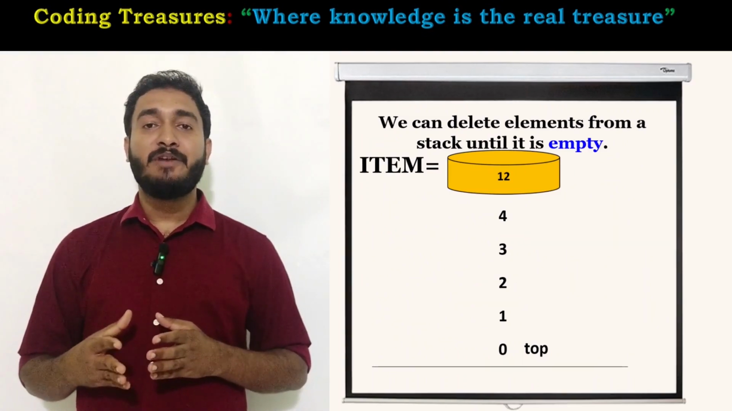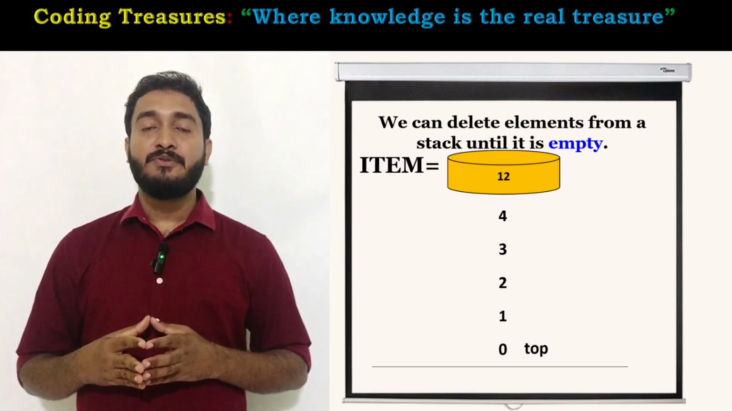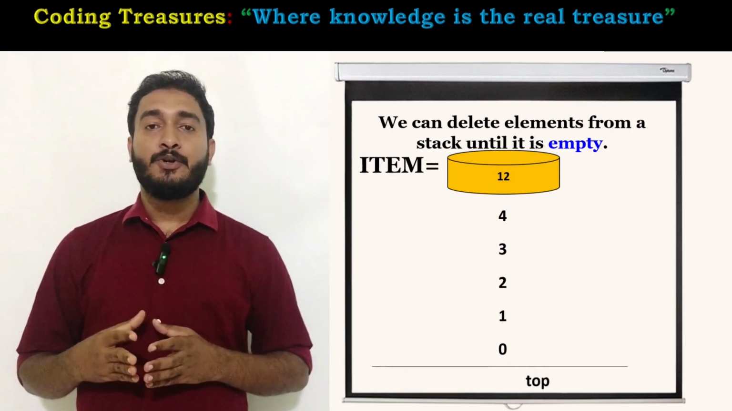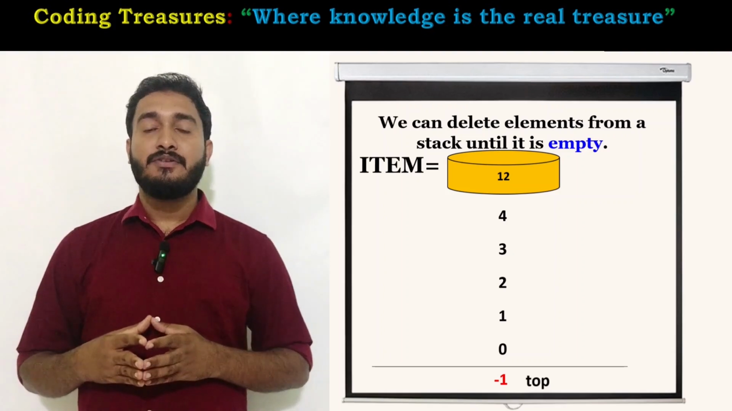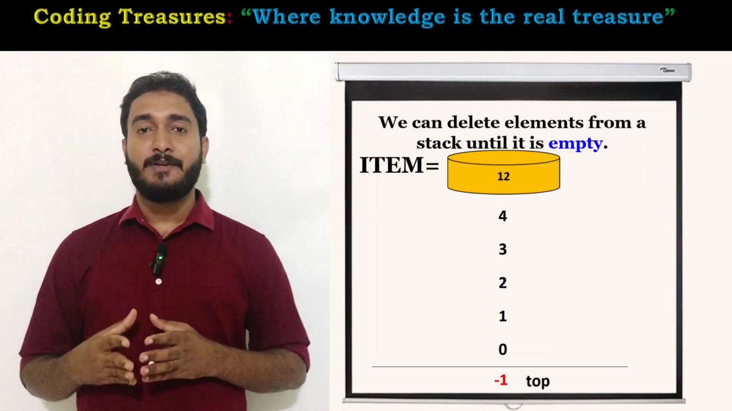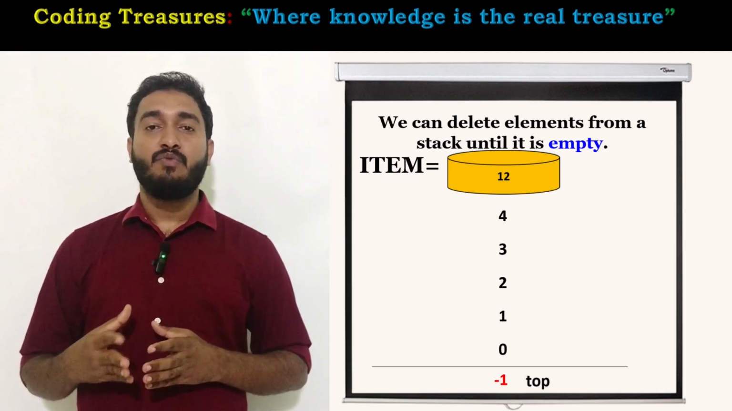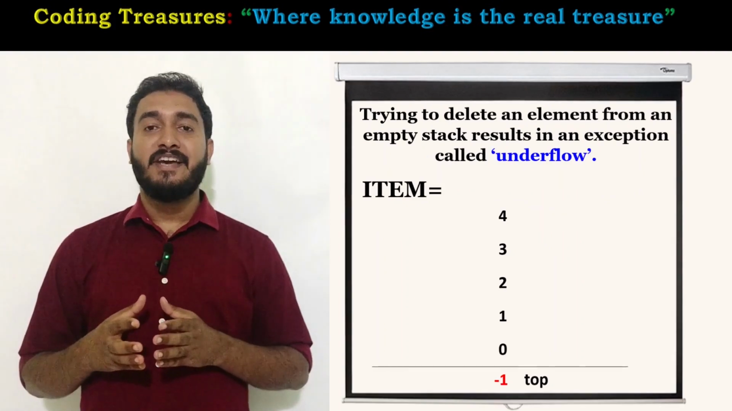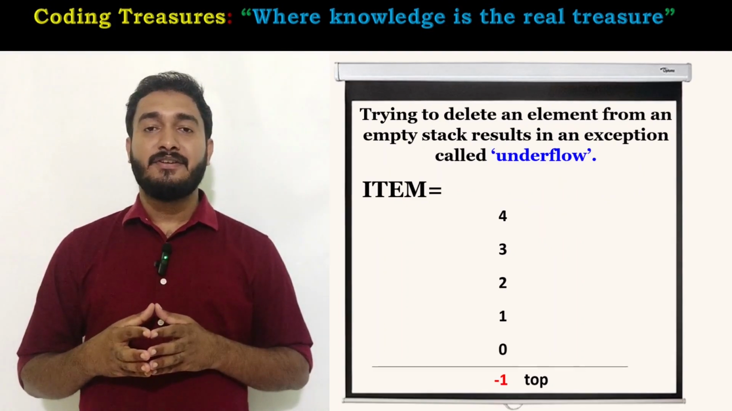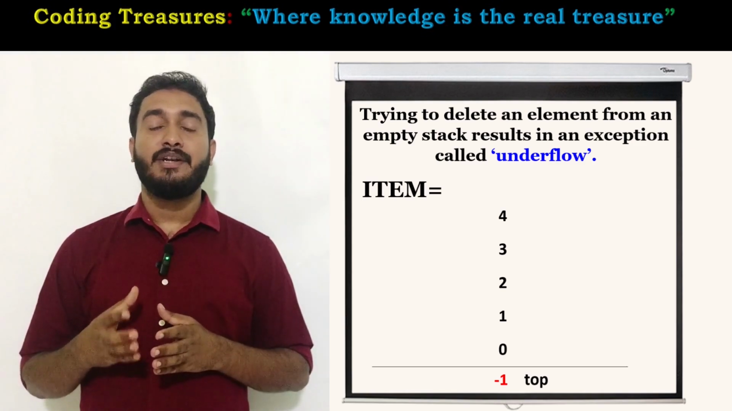So I have to store 12 in item. After removing the element, I have to decrement top by 1. So top was 0, and now top became minus 1. When the stack is empty, the top becomes minus 1. Now in the given stack, there are no elements. So what is the value of top? The value of top is minus 1.